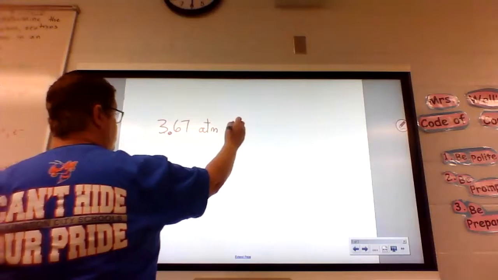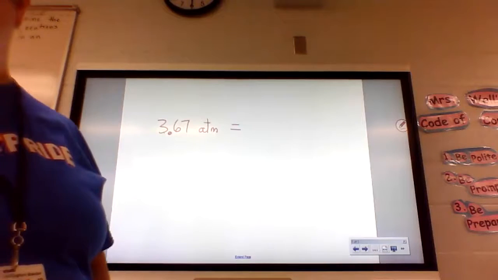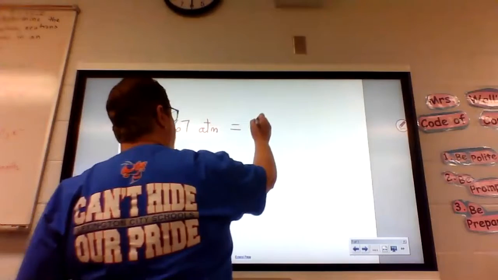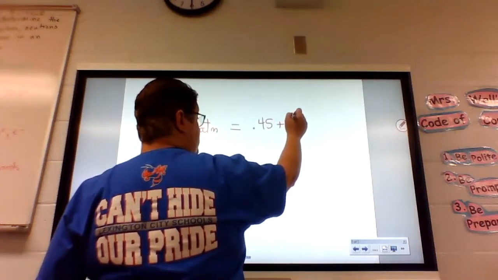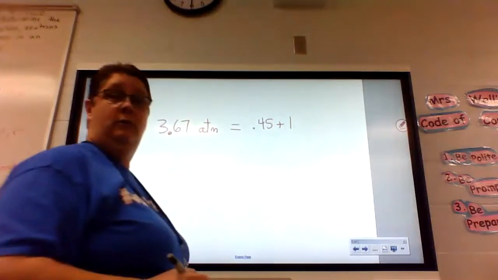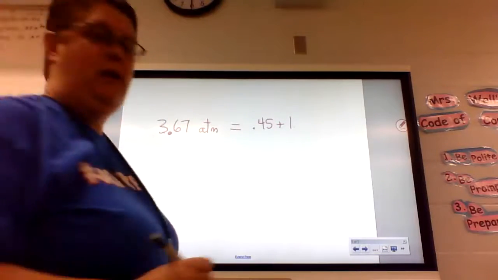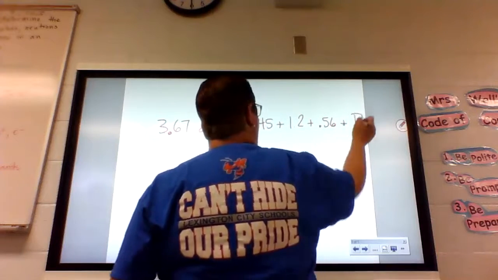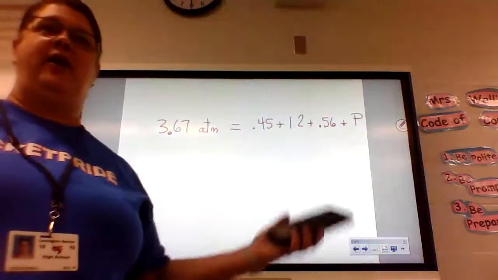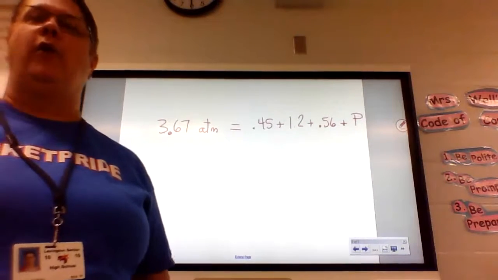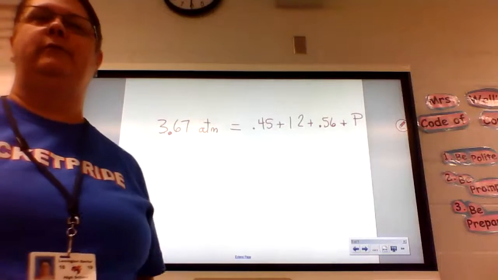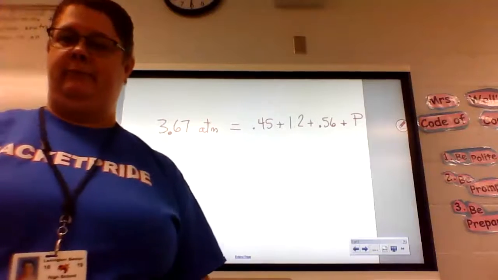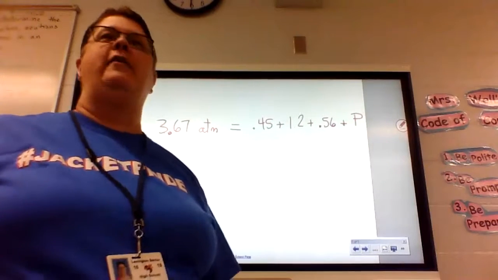All right, so that means I got some more partial pressures in here. So what are my partial pressures? 0.45, plus 1.2, and then 0.556. And what are we trying to figure out then? The partial pressure. You're finding the other P, just like in the opening. Add all those up and subtract. No, you're finding the partial pressure.